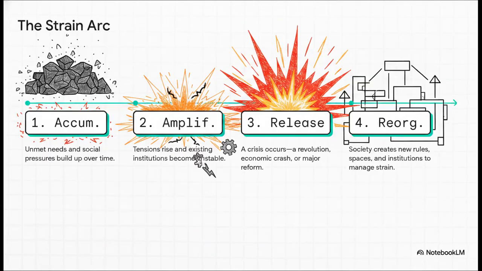And this whole process of societal change, it tends to follow a pretty predictable pattern. First, a bunch of unmet needs cause strain to build up in a society. Over time, that strain gets amplified, and the existing institutions start to feel unstable. That eventually leads to a release, some kind of crisis, like a revolution or a crash or a major reform. And then, out of that crisis, society reorganizes. It creates new rules, new spaces, and new institutions to better handle the pressure. This four-step cycle is such a powerful way to understand massive historical changes.